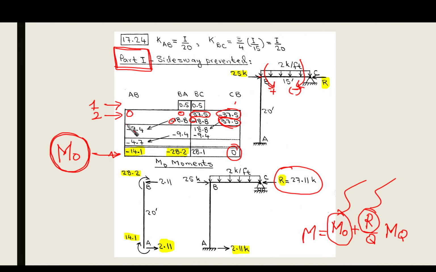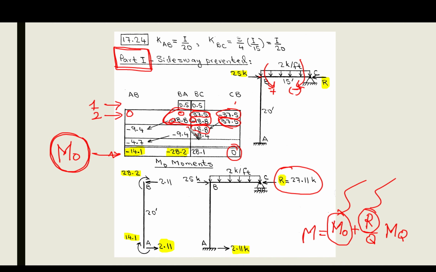Well, we are going to draw a line here. This is the end of the first balancing cycle, and then we are going to look at what is remaining. If you look at these values, they are balancing one another, so it is 0. The only thing remaining is the carryover from this branch, which is coming from CB, 18.8.